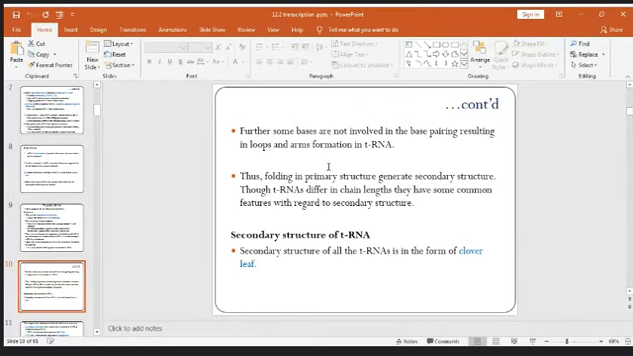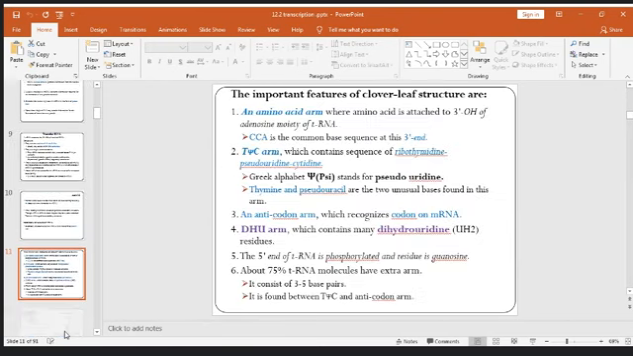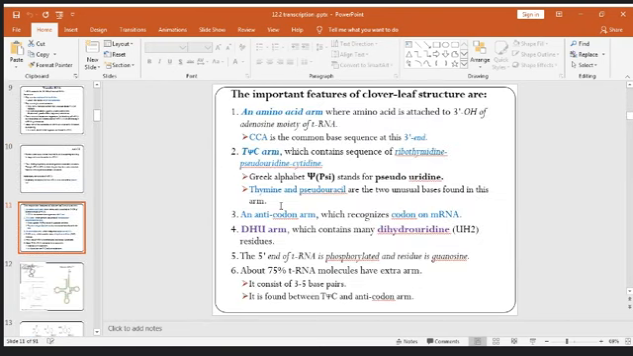The clover leaf structure has arms and loops, which we will see on the diagram. The folding of the primary structure generates the secondary structure of the transfer RNA molecule. Though transfer RNAs differ in chain length, they have some common features with regard to secondary structure, which is the clover leaf structure. So we'll see the secondary structure of transfer RNA that is called the clover leaf structure.